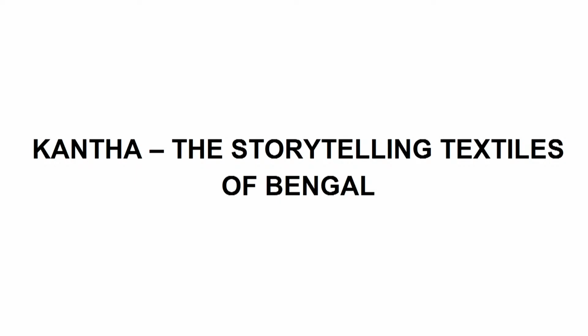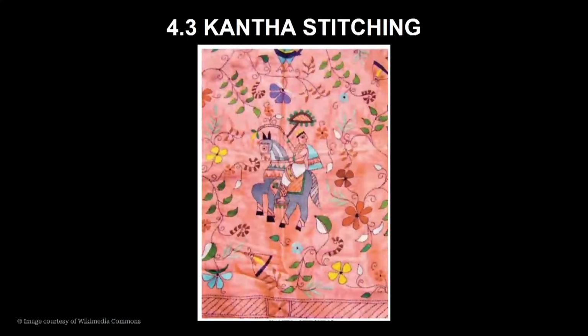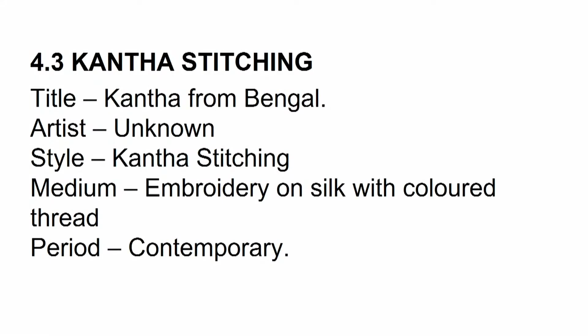Now, let's look into Kantha. This is the storytelling textile of Bengal. Here is the example from your self-learning material. This is from Bengal, and the style you can see is Kantha stitching, and the medium is embroidery on silk with colored threads.